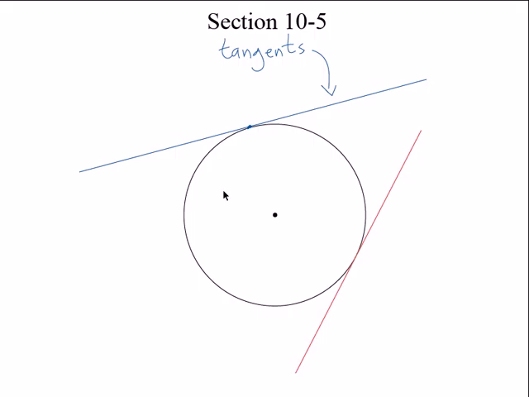They don't go through the circle. They'll never be a diameter, right? Because a diameter actually goes through the circle. It's never going to be a chord because a chord hits the circle at two different places. So we give it a special name. We call it a tangent.